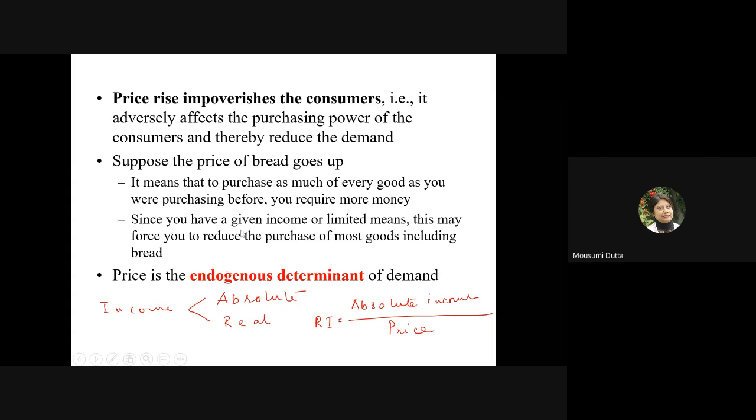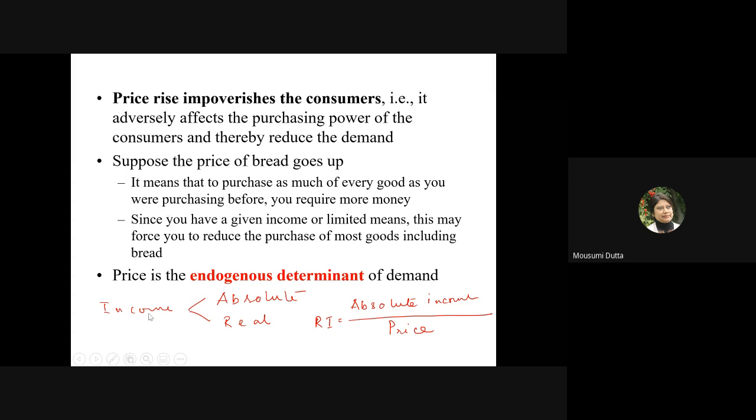Okay, so when there is an increase in price, it affects the real income of the individual, it affects the purchasing power of an individual, and for that matter, the individual needs to reduce consumption of, say, all commodities in the basket to some extent, or at least the commodity for which there is an increase in price. So all these things happen.